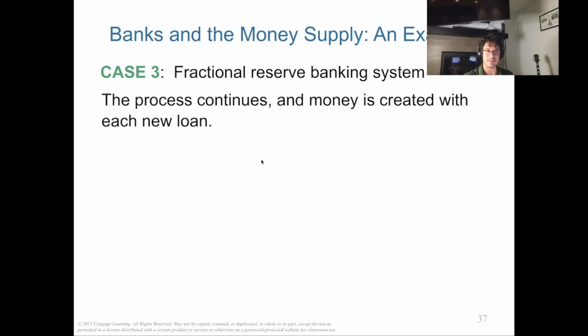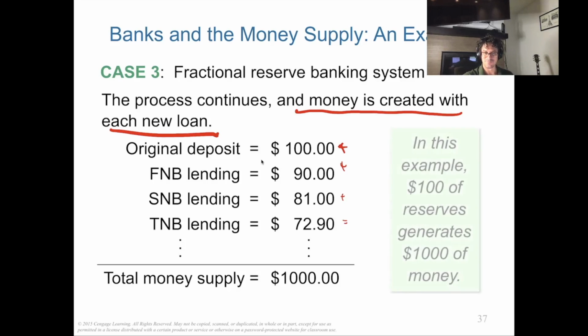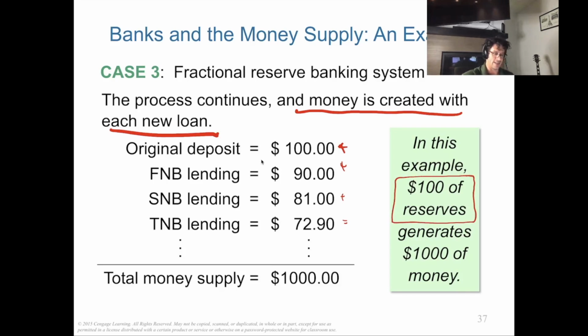The process continues and money is created with each new loan. Each new loan reintroduces cash into the system. In the beginning was $100, the helicopter drop, then 90 are lent, then 81, then 72, until this process reaches its limit. If you sum this geometric series, you get at the end $1,000. So $100 of reserves generates $1,000 of money.